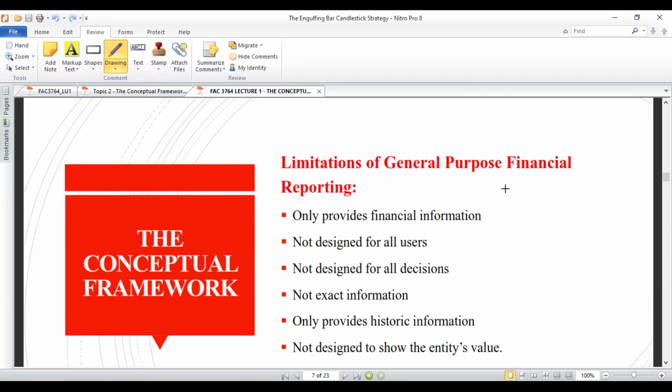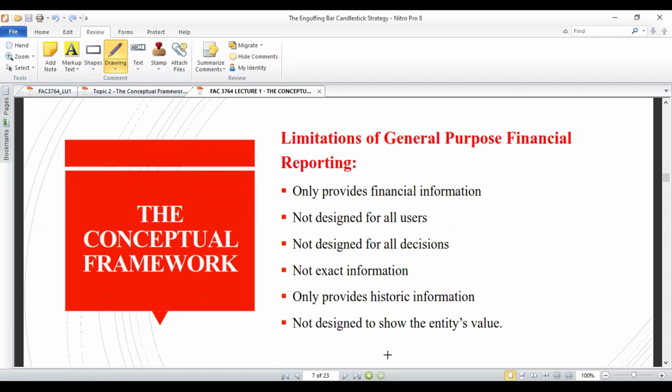Limitations of general purpose financial reporting. Like I said, these are things you can be tested on in a quiz question. So what are the limitations? It only provides financial information. When you look at a set of financial statements, it only provides financial information. There's nothing about risk management given there, nothing about business sustainability. It's all purely financial information. And it's not designed for all users and not designed for all decisions, because usually when decisions are made concerning financial statements, it's all about provision of resources.